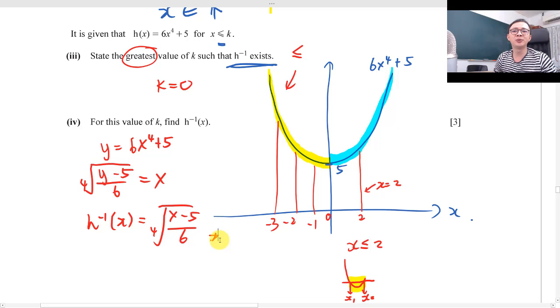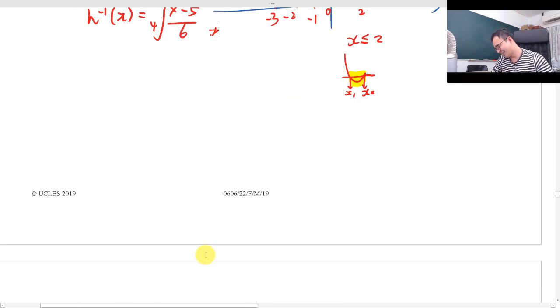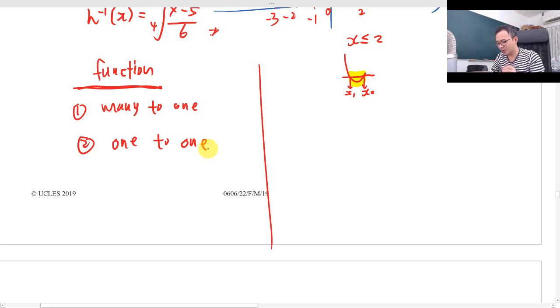So many to 1 or 1 to many. Okay, first thing is, 1 to many is not even considered as a function. Never mind, just let me revise a little bit. Actually, I do not want to waste time here, but just a quick revise. When function, you basically have 2 types. You either is many to 1 or 1 to 1. These 2 types is considered function.